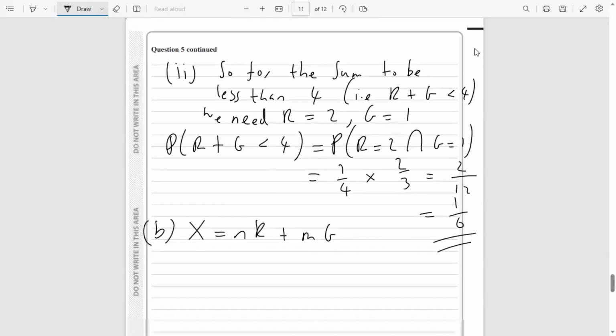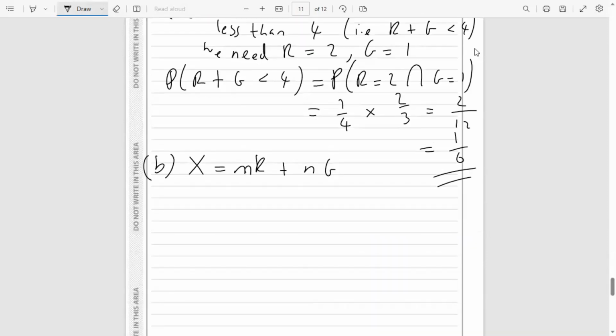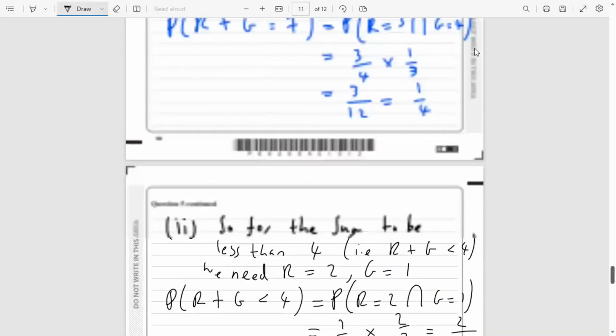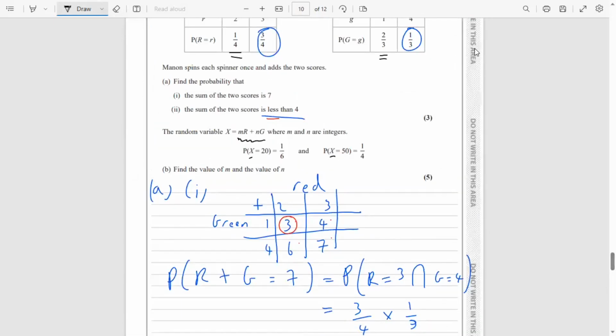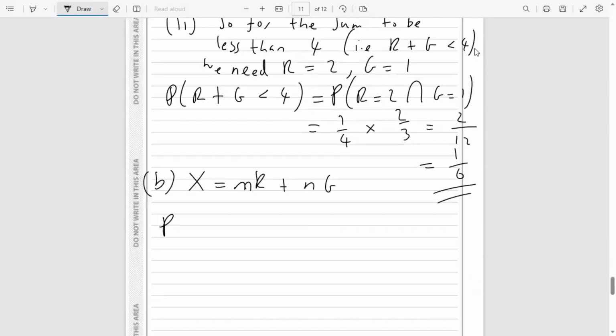Oh, sorry, no, that's wrong. That's an m there, sorry. And that's an n there. Okay, so we've got the first probability, which is the probability that x equals 20. So in other words, the probability that mR plus nG, sorry, I forgot to put the equal sign here, is equal to 20.